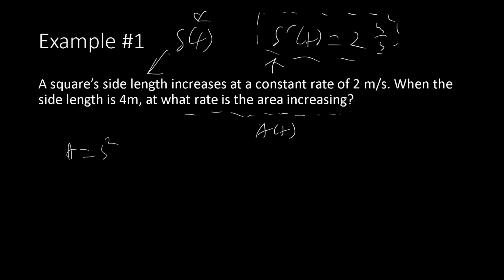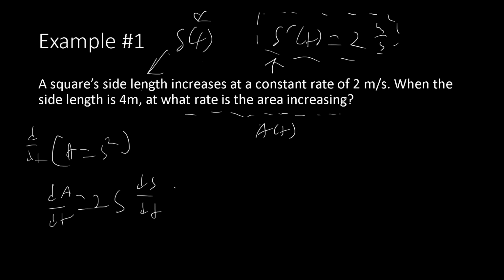Okay, pretty simple. Now our second step is to differentiate. So dA over dt equals 2s ds over dt. And as I said before, we already have these values, so let's just plug it in. So 2, our side length, which is s, is going to be 4 meters as we're given here. And our constant rate of change is going to be 2 meters per second. And so, as you can imagine, our answer is going to be 16.